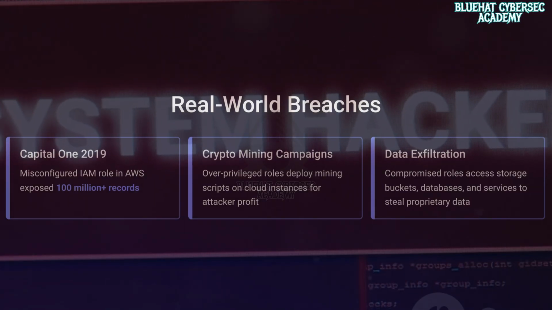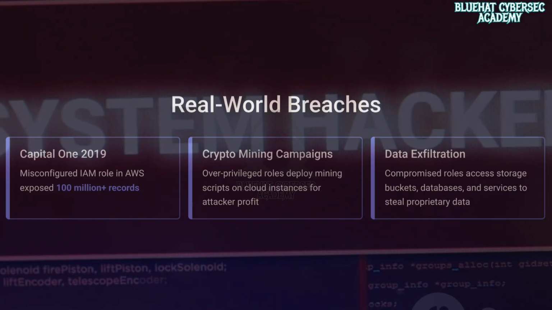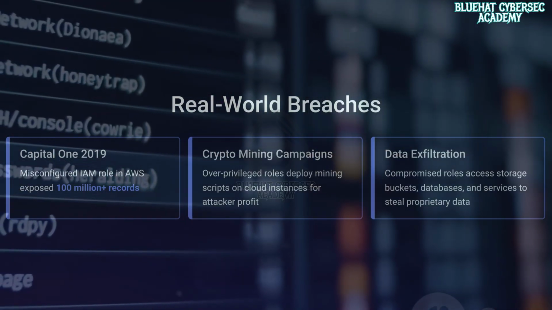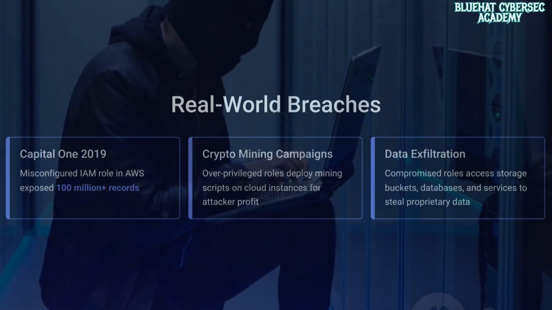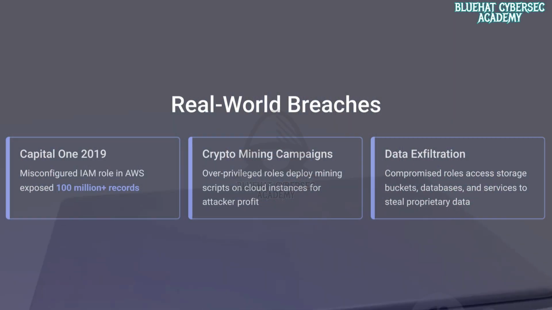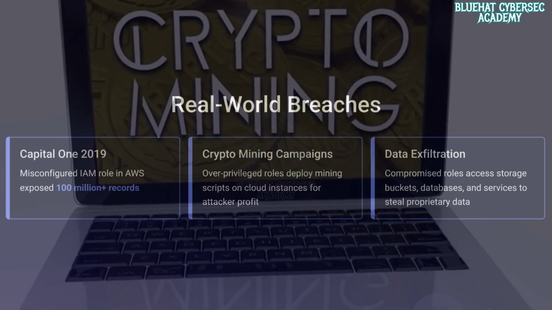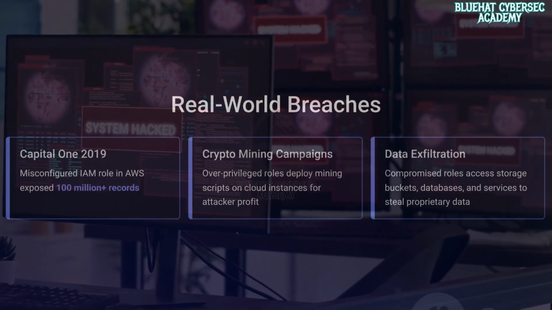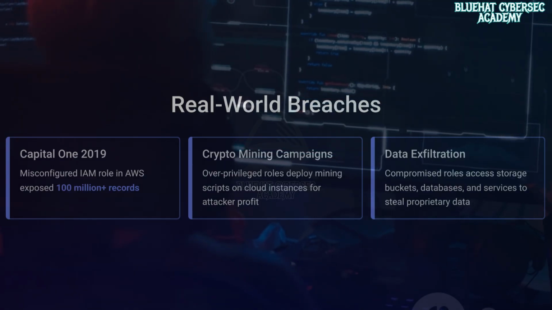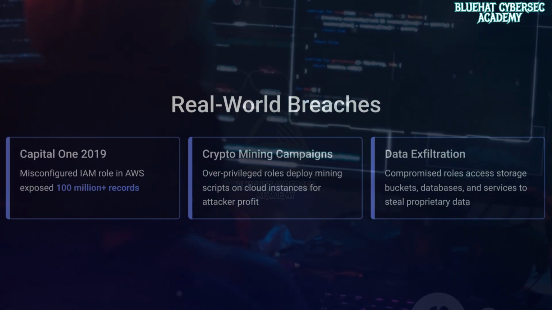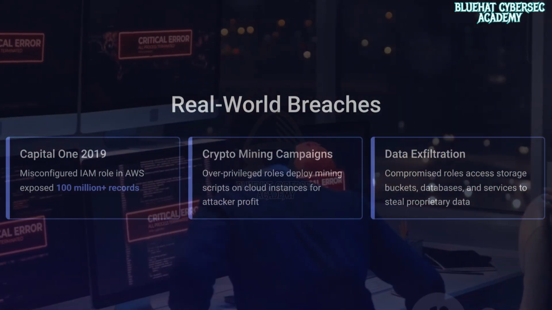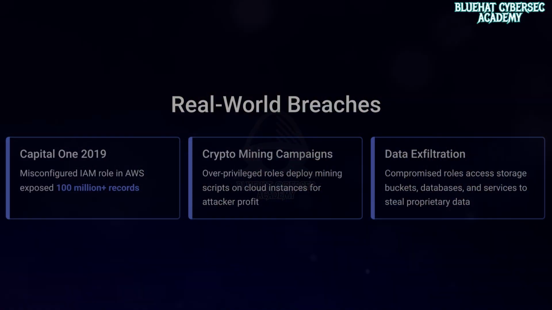Real-world examples of IAM role abuse. In the Capital One breach of 2019, a hacker exploited a misconfigured IAM role in AWS to access sensitive customer data, exposing over 100 million records. Crypto mining campaigns also take advantage of overprivileged roles to deploy mining scripts on cloud instances, generating profit for attackers while staying under the radar. Enterprises have also seen data exfiltration through compromised IAM roles, where attackers access storage buckets, databases, or services and steal proprietary data. Clearly, IAM role abuse can cause financial, reputational, and operational damage if not properly managed.